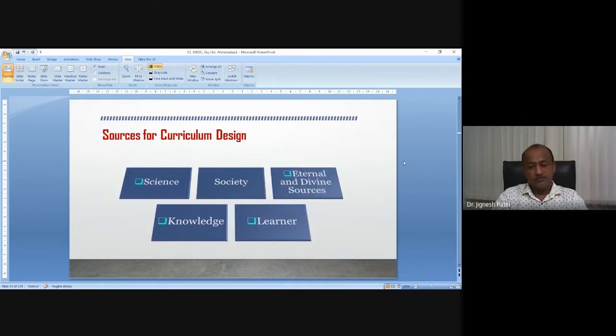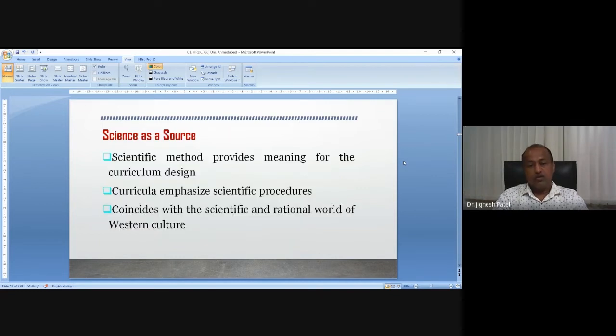Sources for design are science, society, eternal and divine sources, knowledge, and the learner. Now, science as a source. Does the scientific method provide a meaning for the curriculum design? The curriculum emphasizes scientific procedures and coincides with the scientific and rational world of Western culture.